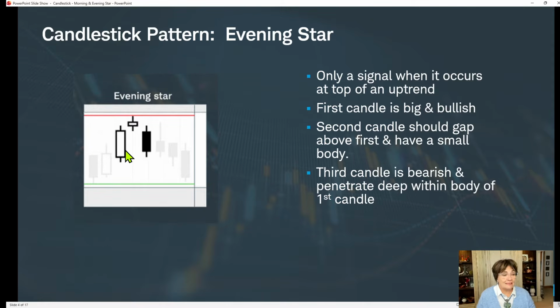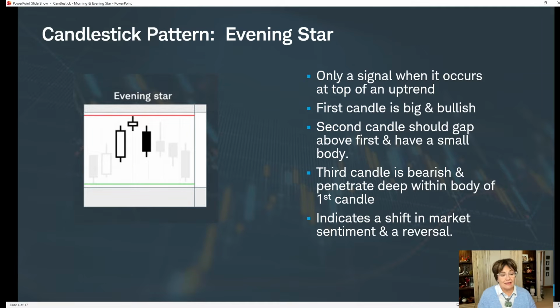Now, what might this be telling us as traders when we see this? Well, it's an indication of a shift in market sentiment and perhaps a reversal in the trend. Now, is it a long-term reversal? Well, it could be, but not necessarily.